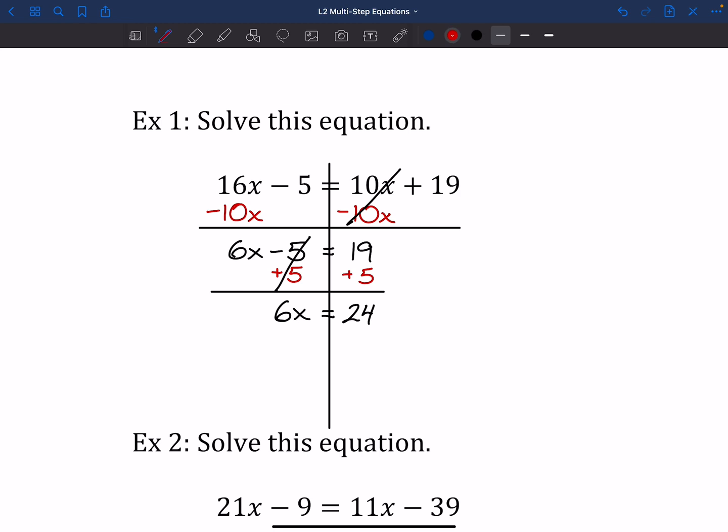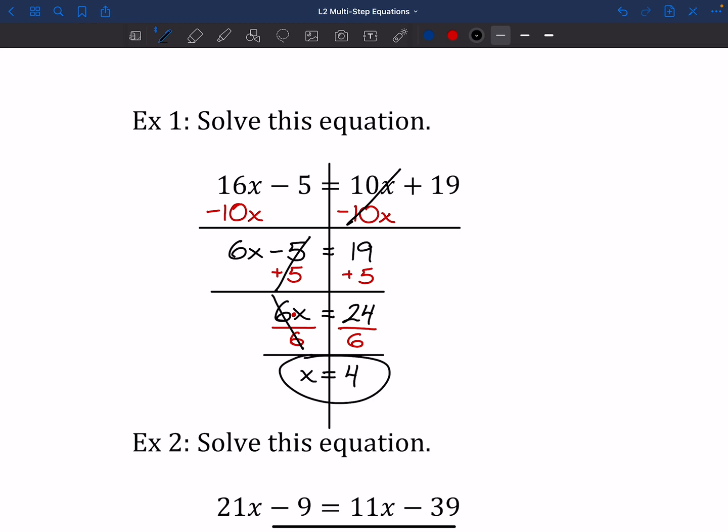Right? And then last but not least, right, we've moved everything around. Our last step is to get rid of the coefficient. Right? So this 6 that's attached to the x there. So don't forget, 6x is really 6 times x. You're going to get sick of hearing me say that, I'm sure. So we need to do the opposite of multiplying by 6, which is to divide by 6. And again, do the same thing on both sides. All right, so moving down, these 6's cancel each other out. We're going to get that x is equal to 24 divided by 6, which is 4.